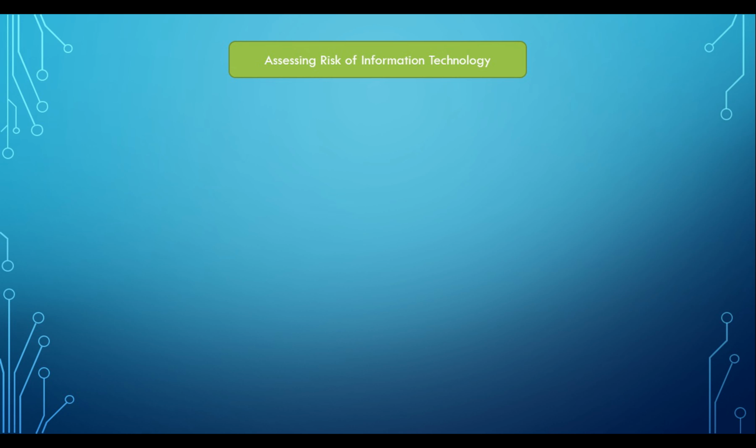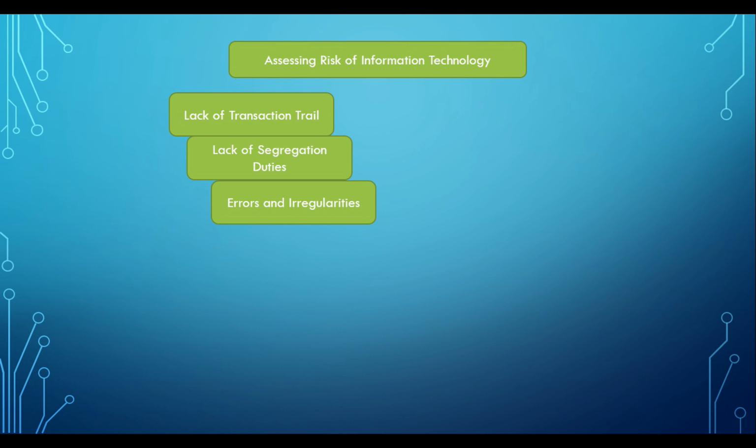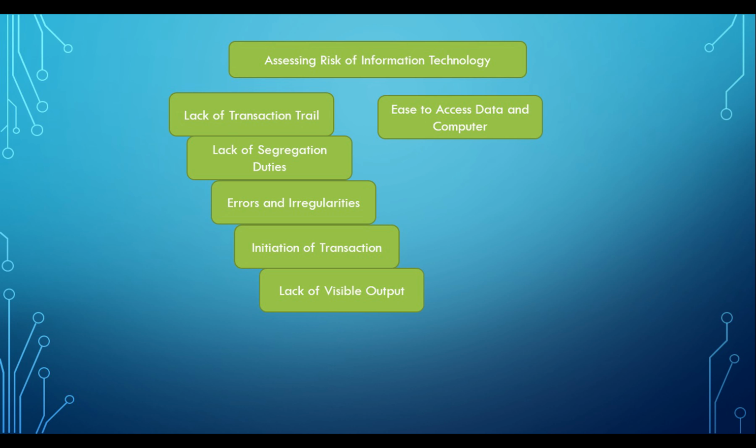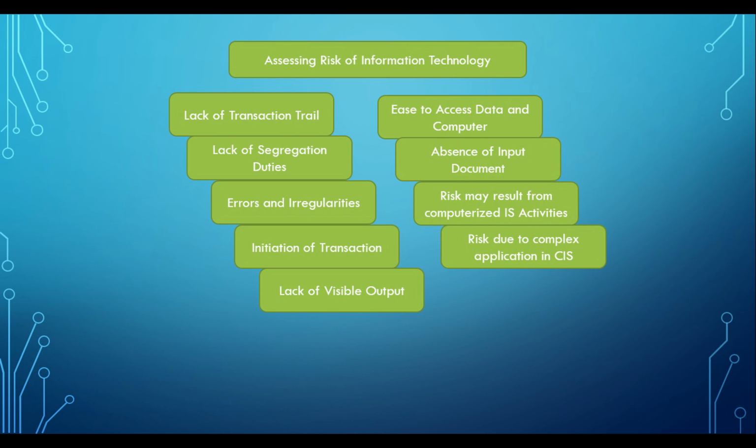Assessing risk of information technology. The nature of risk in a computerized information system environment includes lack of transaction trail, lack of segregation of duty, errors and irregularities, initiation of transaction, lack of visible output, ease of access to data and computers, and absence of input documents. Risk may result from computerized information system activities. Risk due to complex applications in computerized information systems.